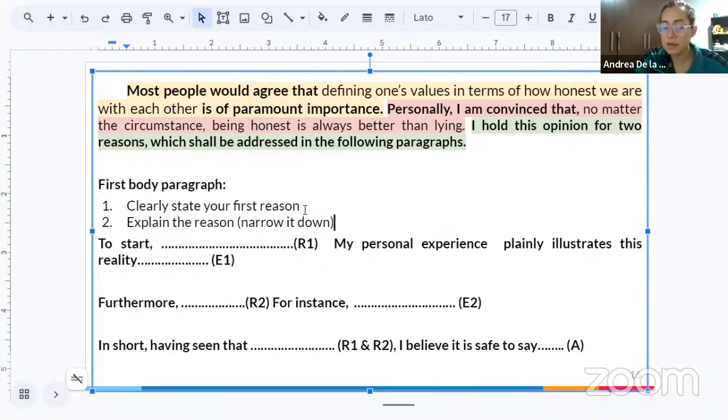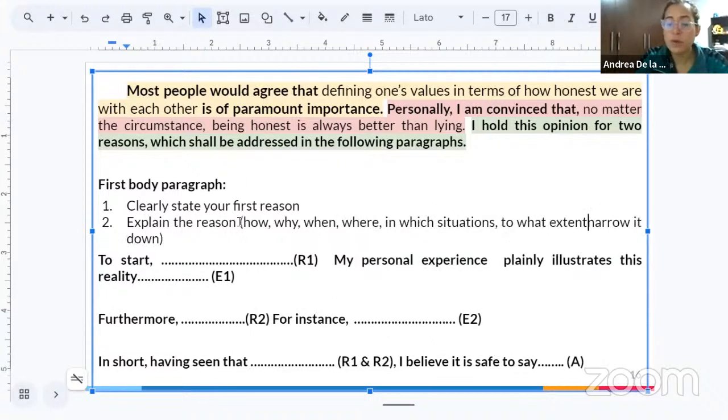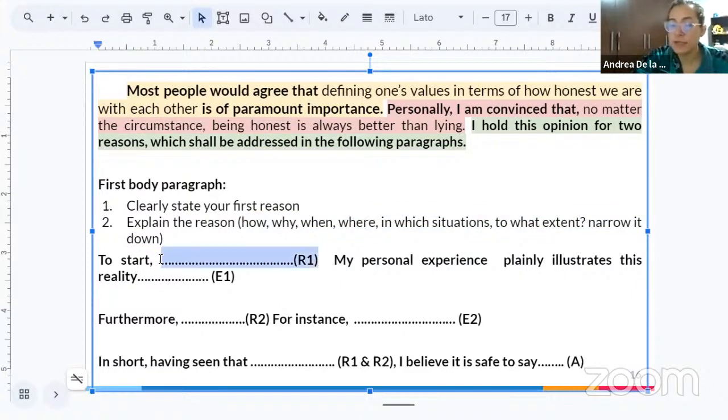Try to maybe explain how. You can explain why, how, when, where, in which situations, to what extent. So you can try to answer those questions. Okay, one of these, right? You don't have to answer all of them. But basically, you're narrowing the topic down.